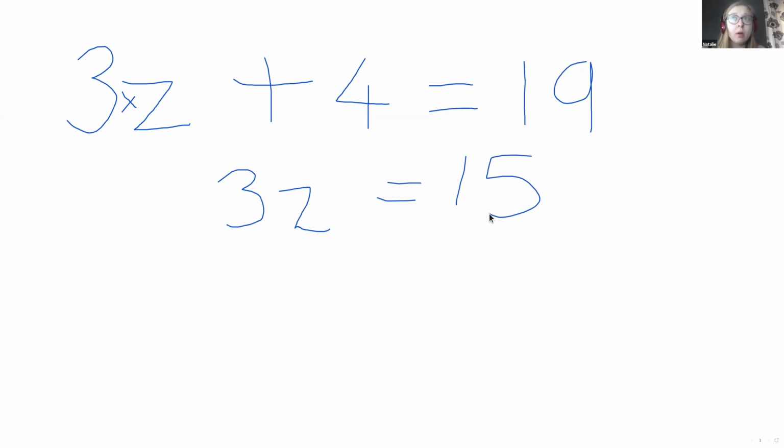So 3 times what is equal to 15? Well, hopefully if you know your times tables, you'll know that 3 times 5 is equal to 15. And so our z, our unknown number, was 5. And what we can do is make extra sure by popping that 5 back into our equation and saying 3 times 5, that's 15, add 4 equals 19. Yes, we were right.